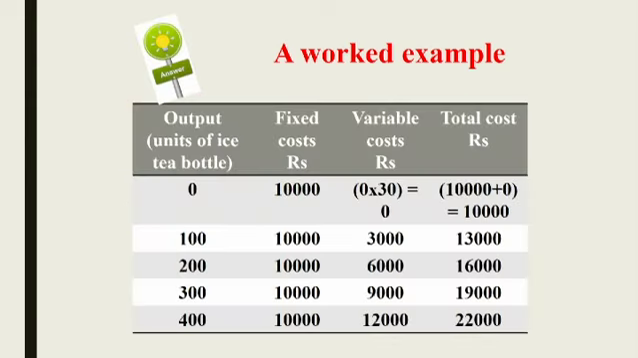When output is zero, fixed cost is 10,000 rupees. Variable cost is 0 multiplied by 30 is equal to 0. And total cost is 10,000 rupees plus 0 is equal to 10,000 rupees. The same has been done for you for 100 units, 200 units, 300 units, and 400 units.